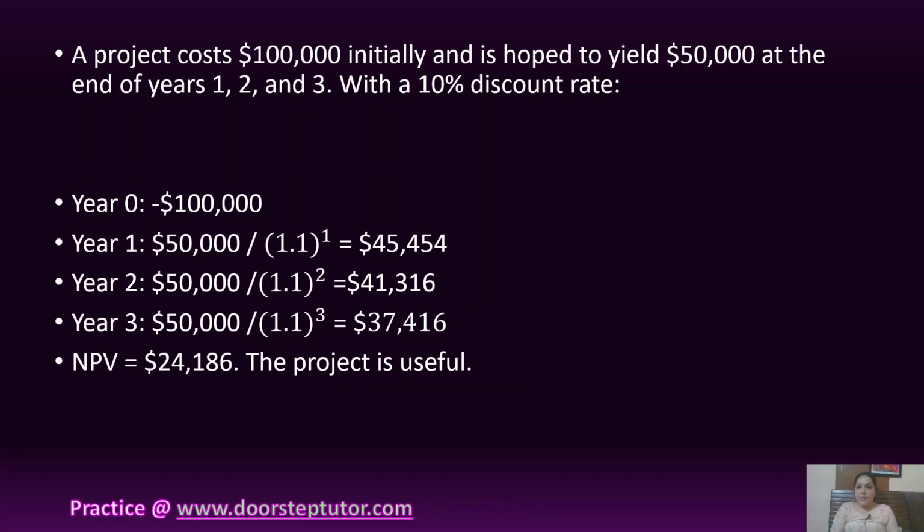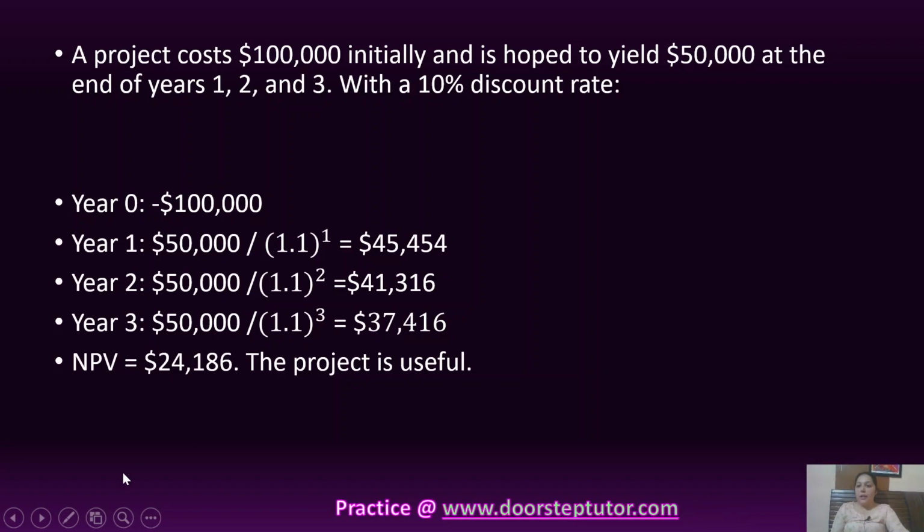Okay, now let's understand the application of the net present value method, how we can use net present value, how we can compute it to make the decision, and we can choose the project through this, right? So we have one example here, that is a project costs $1 lakh, right?